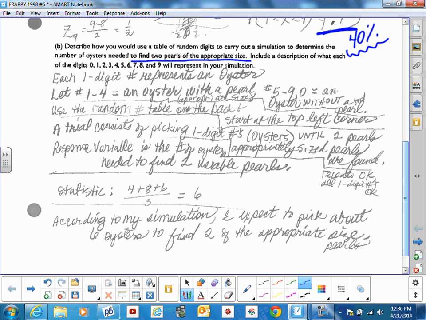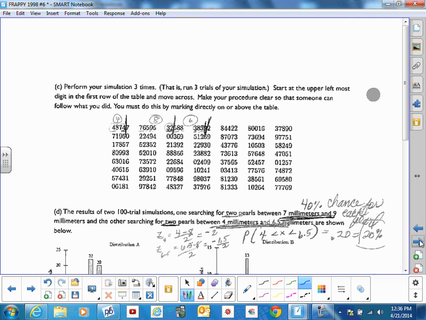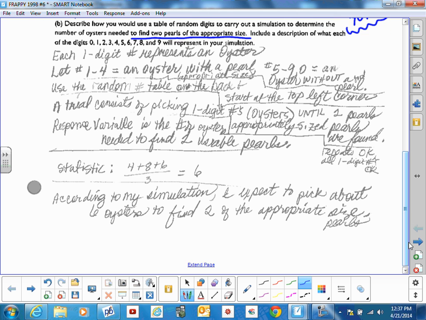So my trial is picking 1-digit numbers until I get 2 pearls of the appropriate size. So if I'm picking until, then my response is how many I had to pick, how many oysters I had to look at to get 2 acceptable ones. So that's my response, how many I had to look at to get 2 acceptables. Then I did the simulation, and according to my simulation, I expect to pick about 6 oysters to find 2 of the appropriate size pearls.